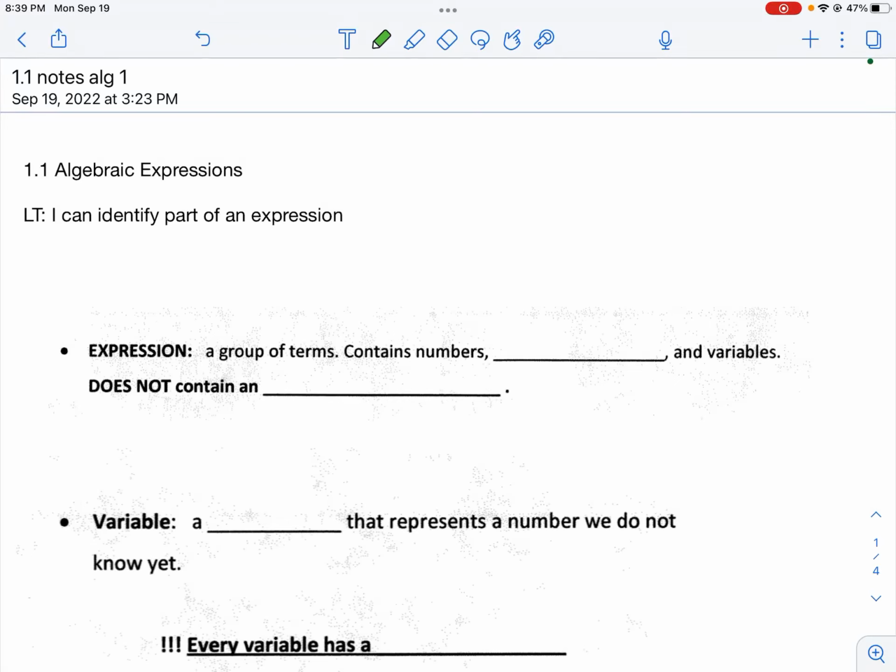Hey guys, Mrs. Levenseller here, and today we are going to begin Unit 1. We're going to talk about 1.1 algebraic expressions.